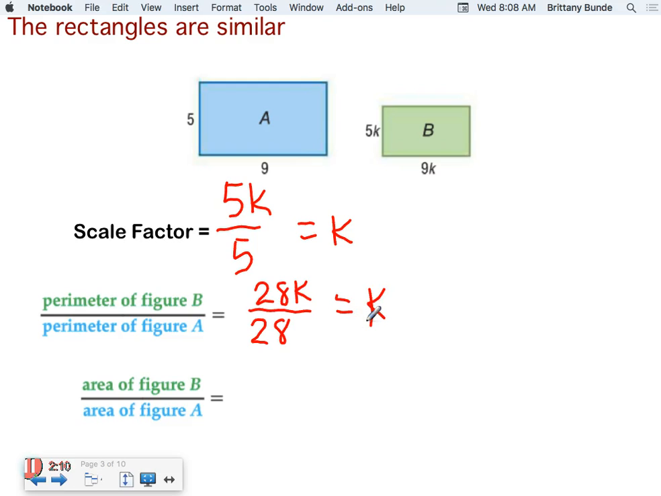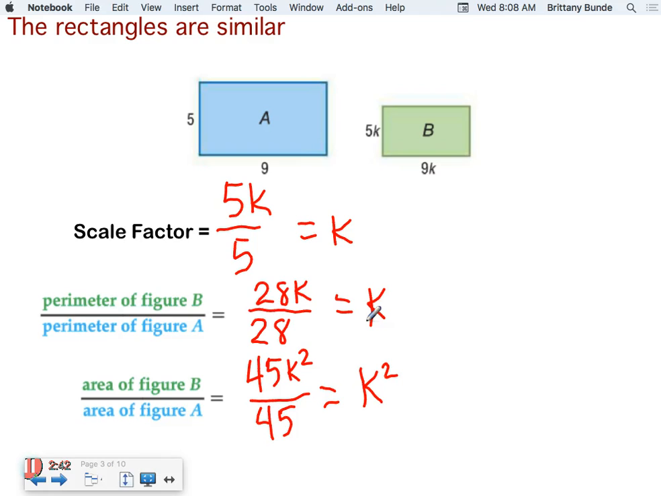And lastly, the area of figure B. Base times height, what do we get? 45 squared. Look at that, I can't seem to write a 5 today. And then for figure A, 45. What does that reduce to? Perfect.